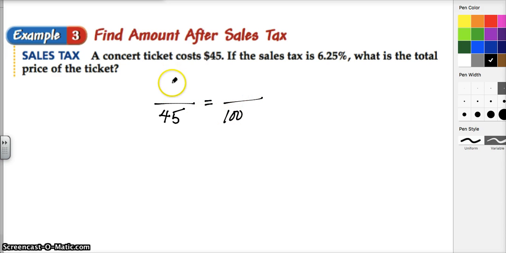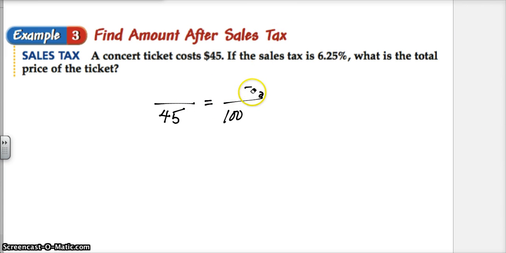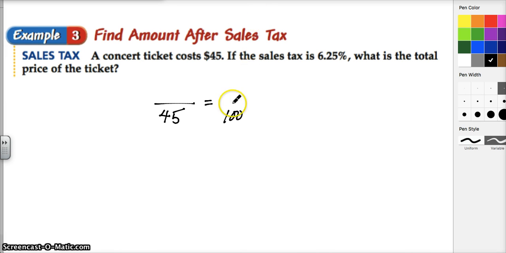Now this is going to be a little bit different. I could definitely find out what 6.25% is and do my problem that way. But what I'm going to do is try to figure out something else. I want to know what 106.25% is. Why would I want to know that? I'm hoping that you see that this is 6.25 and 100%. So what this gives me is the original price plus the extra percentage. And now if I can figure this out, I'm good to go.